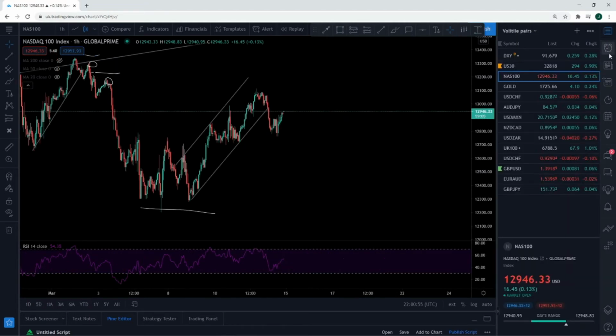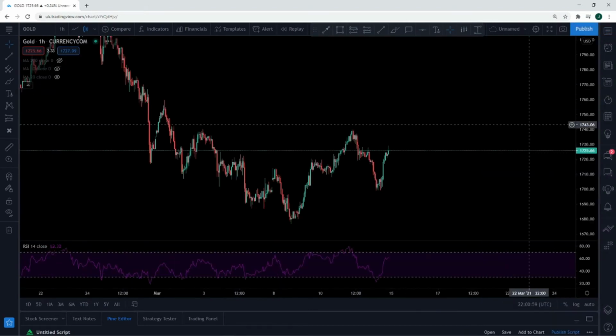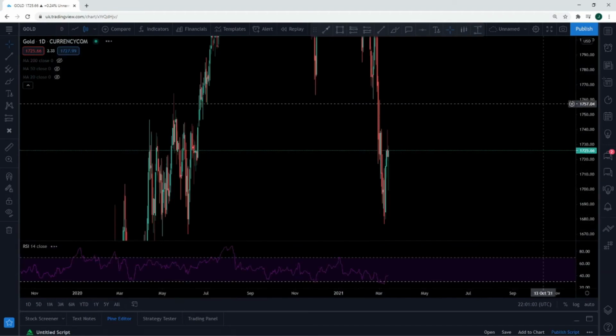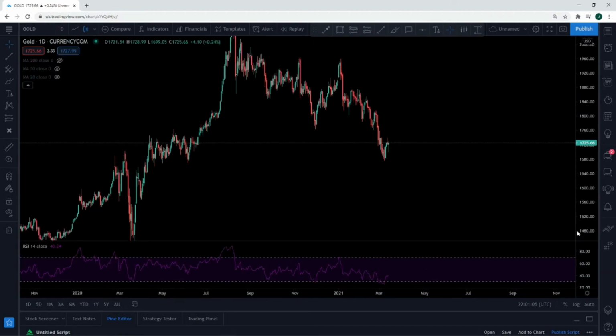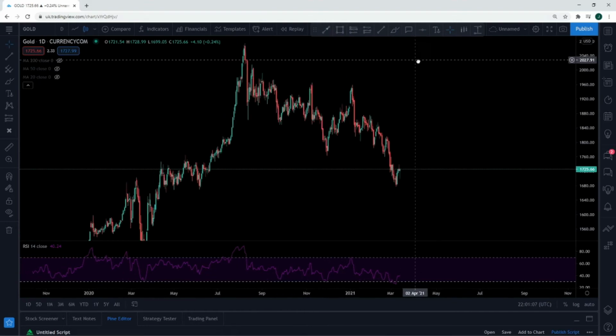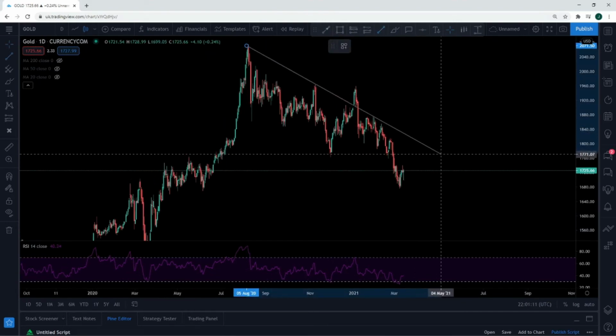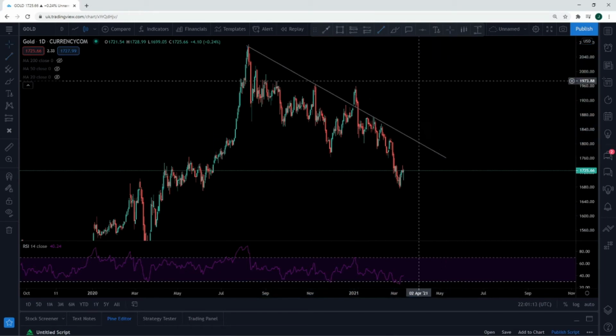So what we're gonna look at next, we're gonna look at gold for some of you guys. For some of you traders who want to trade gold, I'm gonna move to the daily time frame as well. On the daily time frame, gold is bearish for me. I'm just gonna pull all my trend lines so that you guys will actually see.